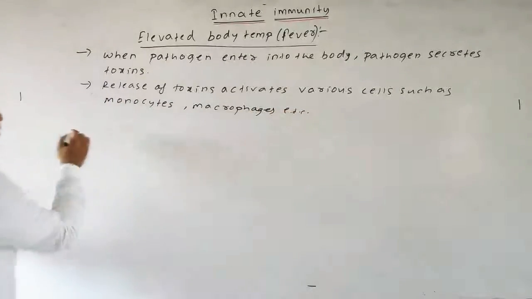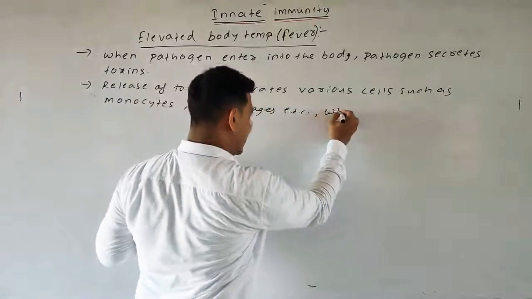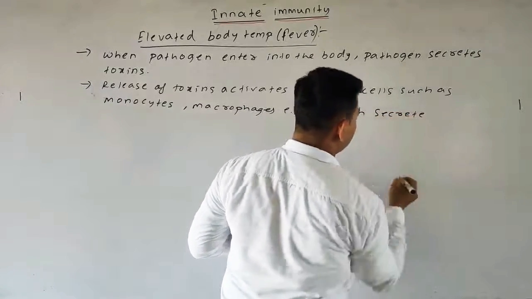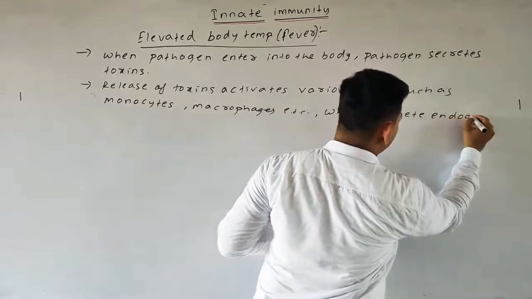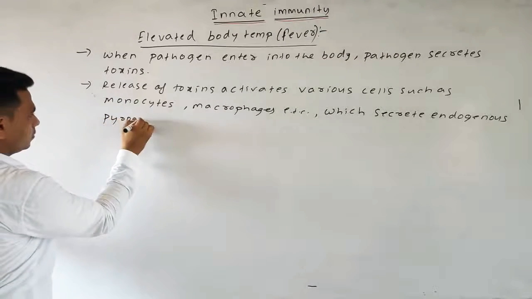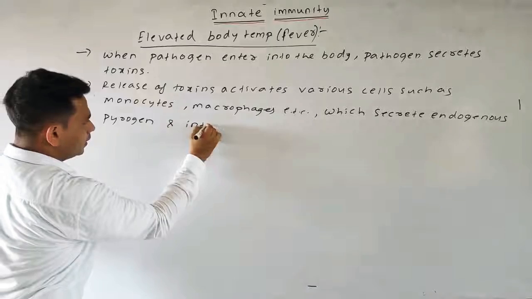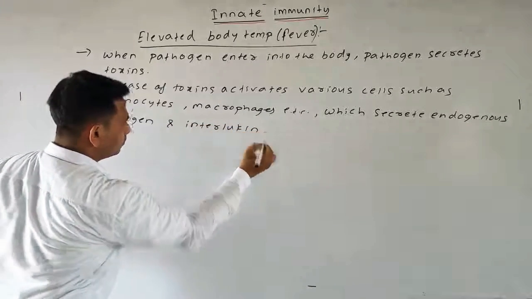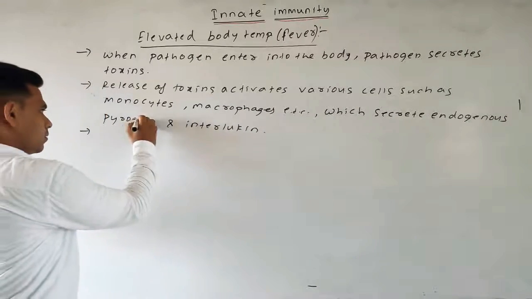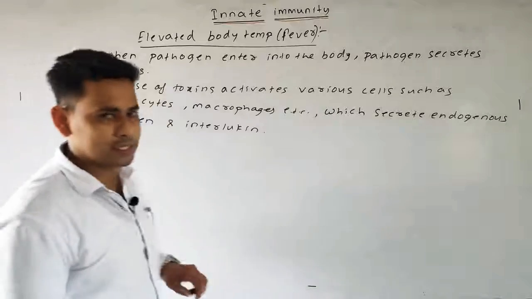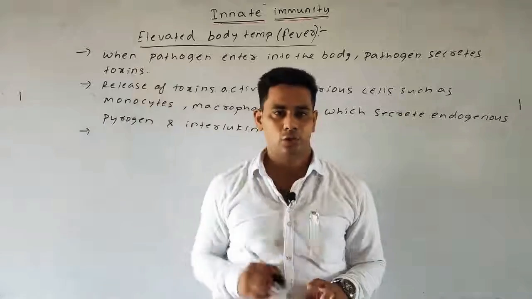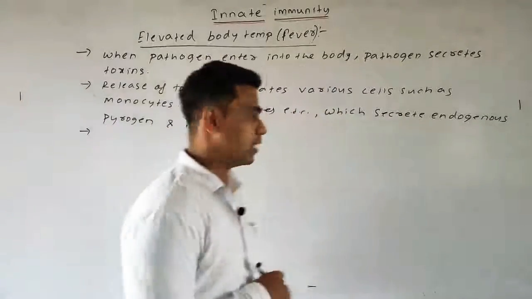Okay, which secrete endogenous pyrogen and interleukin. Okay. The monocyte secretes the pyrogen and the macrophages secrete the interleukin. Next step, when enough pyrogen reaches the brain region, specifically the hypothalamus region, the body temperature increases.